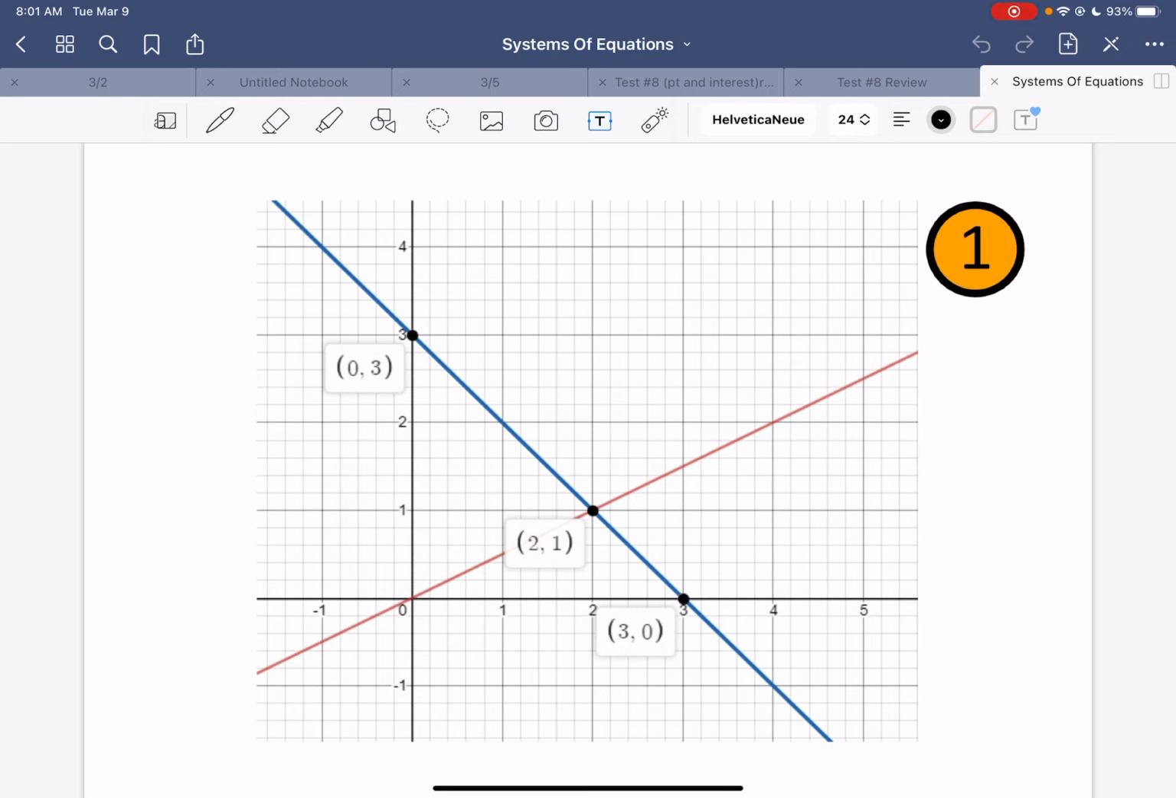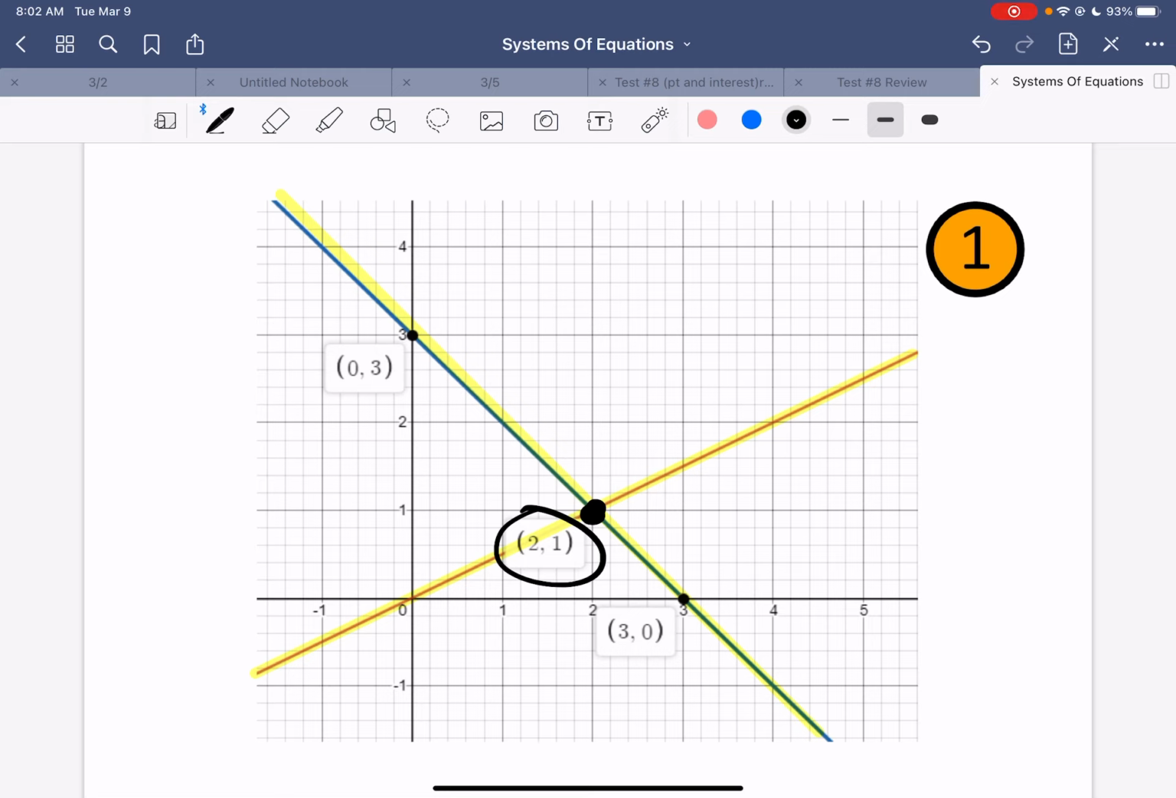And that is the case with systems of equations of lines. So in this case, we see here a line, this red line I just highlighted, and then this blue line that I just highlighted. And if you notice, these two lines intersect at one point. And it's labeled here as 2, 1. And that is really as simple as it gets.